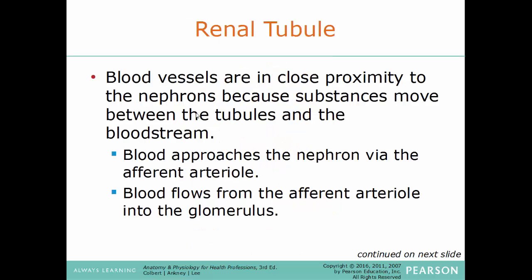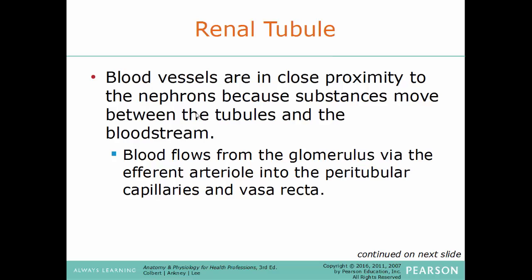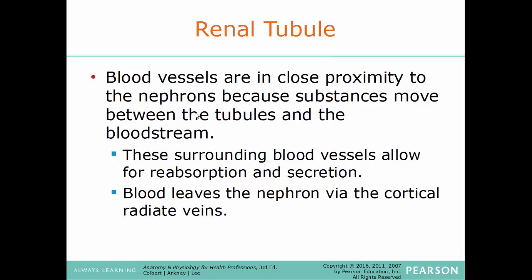All right, the blood vessels are in close proximity to the nephrons because substances will move between the tubules and the bloodstream. As we mentioned before, blood will approach the nephron through the afferent arteriole, so blood will flow from the afferent arteriole into the glomerulus. The blood flows out of the glomerulus through the efferent arteriole and into a network of peritubular capillaries and then a structure called the vasa recta. Now these surrounding blood vessels allow for reabsorption and secretion, and blood will leave the nephron through the cortical radiate veins.